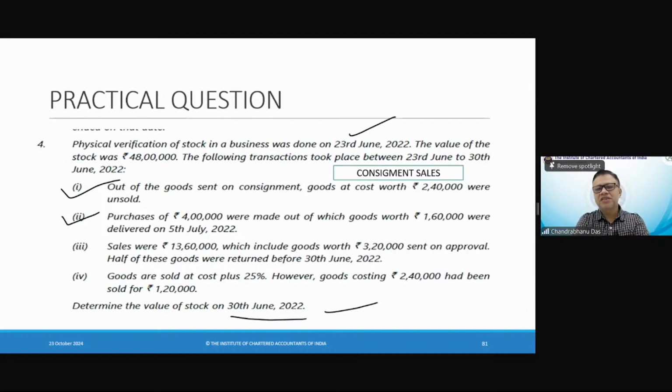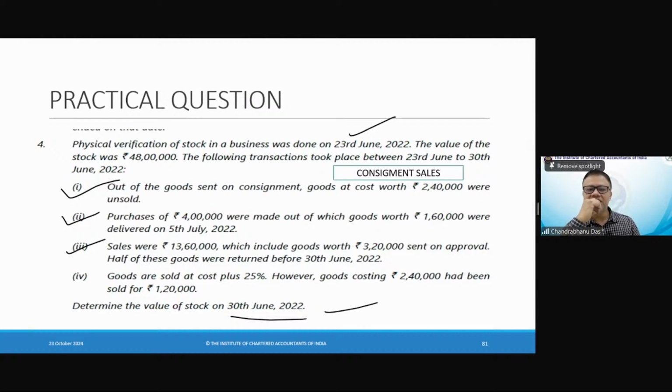Then purchases were made of 4 lakhs, out of which goods worth 1,60,000 were delivered on 5th July 2022. The company might have recorded the purchases on the basis of invoices or bills. Taking the payment term on the basis of bills, the company has recognized these as purchases on the set of invoices. But they found that out of this 4 lakhs, goods valued at a cost of 1,60,000 were delivered on 5th July, and you have to calculate the value of stock on 30th June. That means after 30th June, on 5th July, these goods were received.